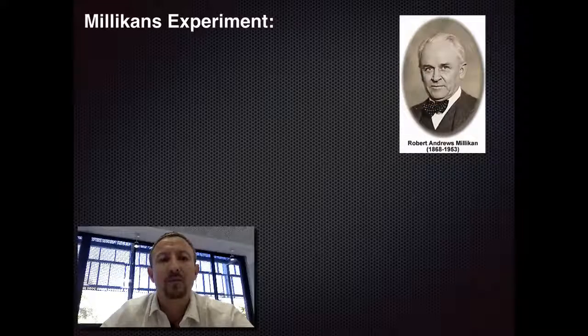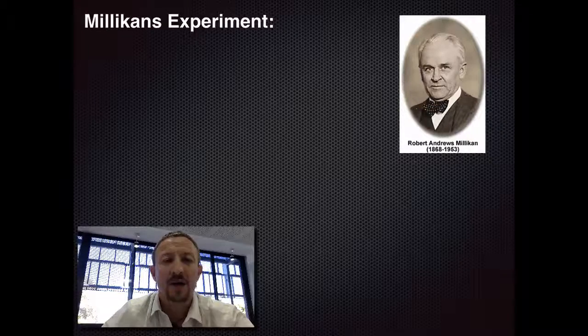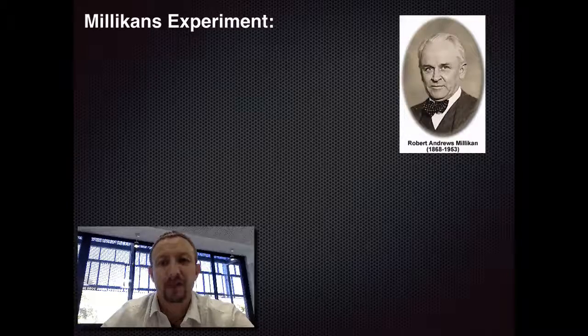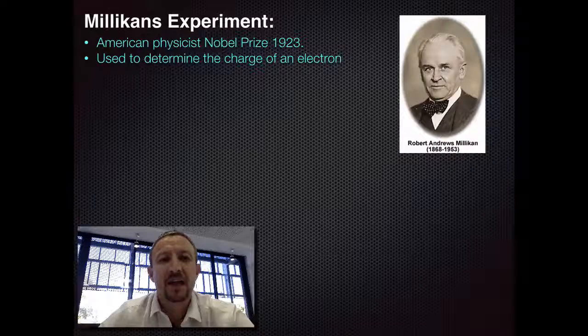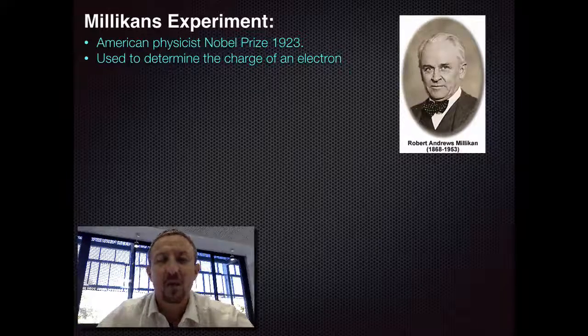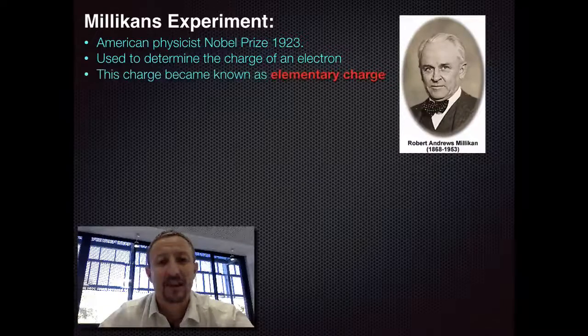Now Robert Millikan was basically an American scientist. He was born in 1868 and died in 1953. He gained the Nobel Prize in 1923 for his research on determining the charge of an electron. Basically, what he did was use a machine which used electric fields to determine the charge of an electron, as well as the mass of an electron.